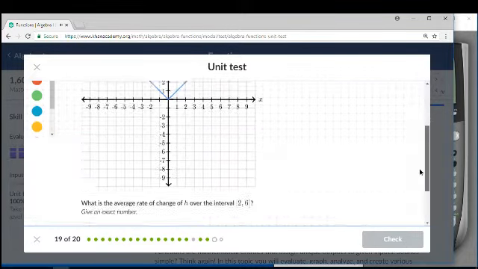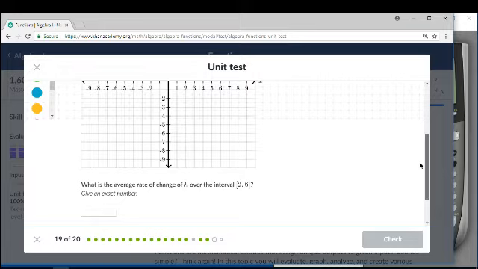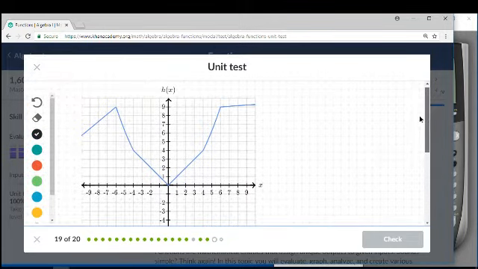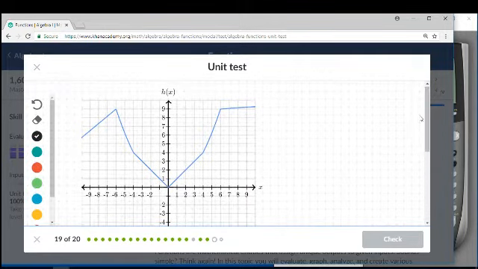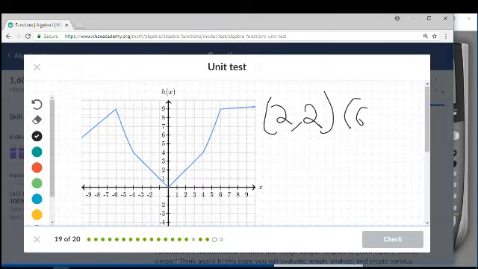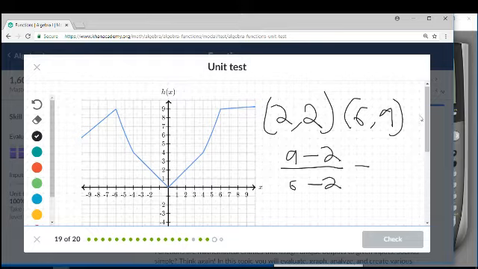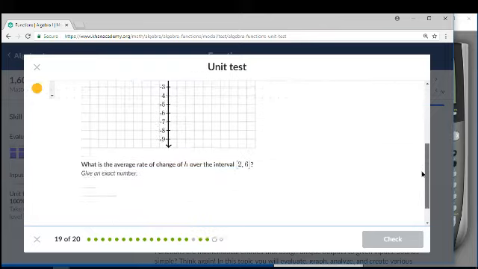Here, the average rate of change from the interval 2 to 6: when x is 2, y is 2, and when x is 6, y is 9. To find the rate of change, we do change in y over change in x. That's going to be 9 minus 2 over 6 minus 2, which is equal to 7/4. So that's the average rate of change, 7/4.